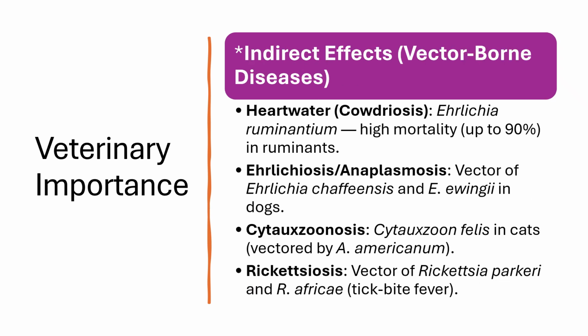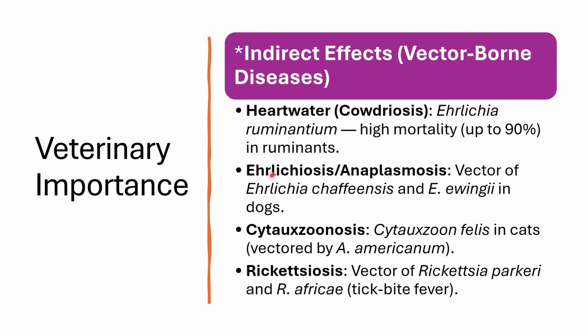For the indirect effects of the genus Amblyomma, they are important because they cause vector-borne diseases, starting with heartwater or cowdriosis. This is a severe, often fatal, up to 90% mortality, tick-borne disease of domestic and wild ruminants caused by Ehrlichia ruminantium, and it is characterized by high fever, nervous signs, and fluid accumulation in the heart and the lungs. And this is, of course, endemic in sub-Saharan Africa and the Caribbean.